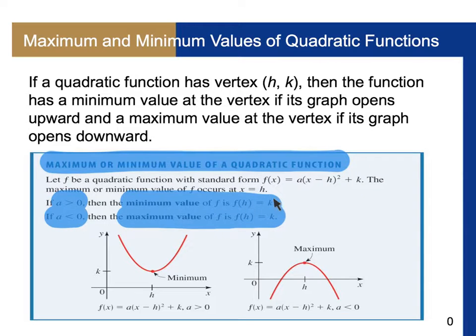So f of h equals k. In this case, that's the minimum value there, is the k. And then if the a is negative, the maximum value is the k. So we just have to find the y value of the vertex in each case to find the minimum or maximum. Okay.